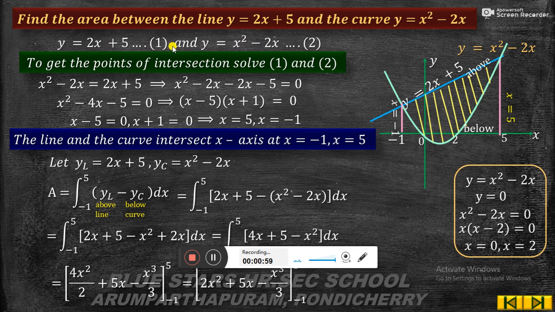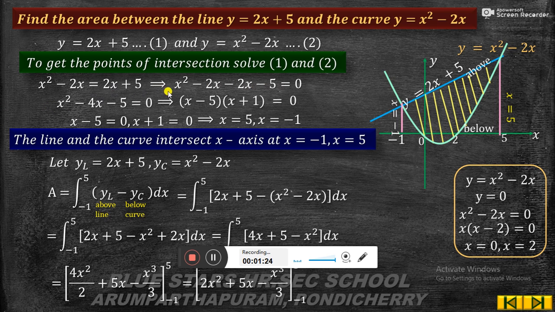So I substitute, instead of y in the first equation, x square minus 2x in equation number 1. So I write x square minus 2x equal to 2x plus 5. In the next step, all the terms are on the left hand side. So x square minus 2x minus 2x minus 5 equal to 0.